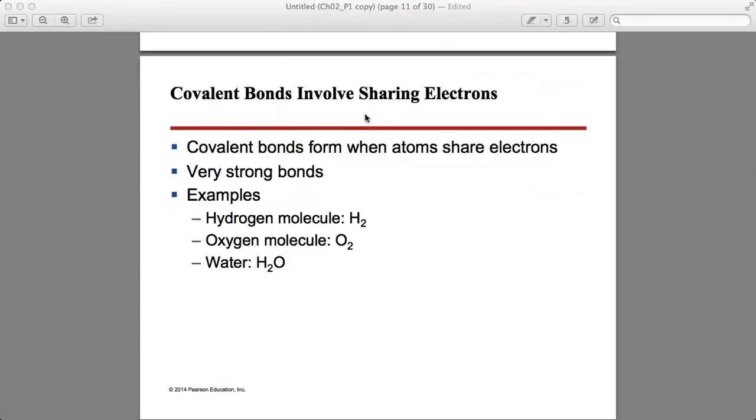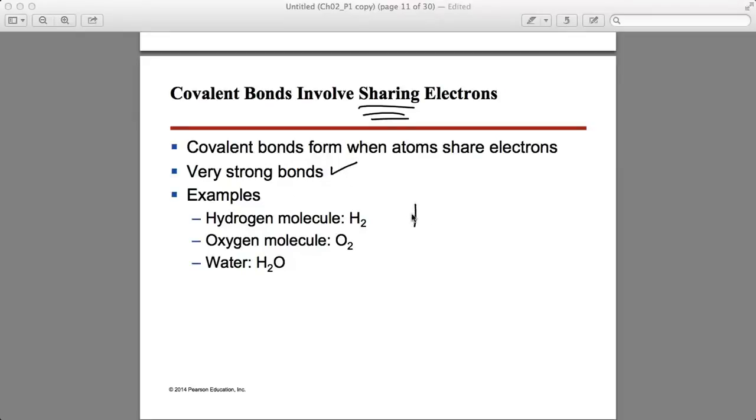In covalent bonds, you have atoms that are sharing electrons. Some of the electrons that are spinning around the nuclei of these atoms are being shared, meaning that they're part of both interacting compounds. These are typically the strongest of the bonds, very strong bonds.